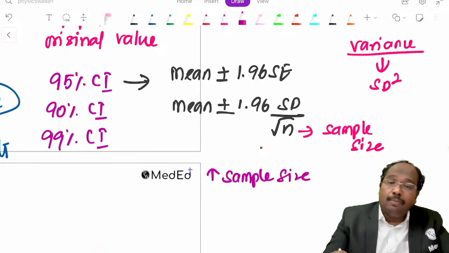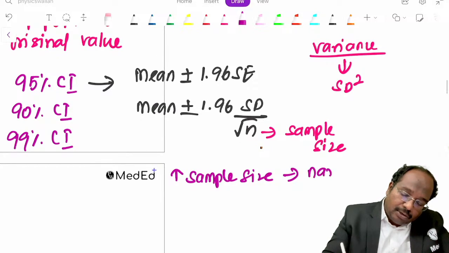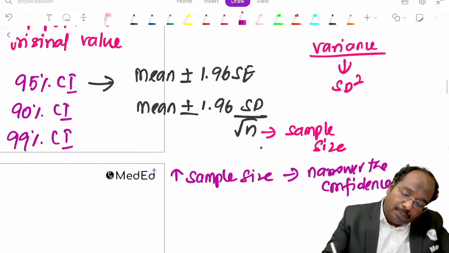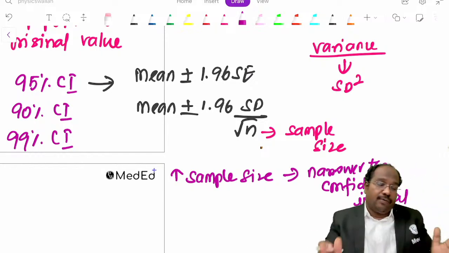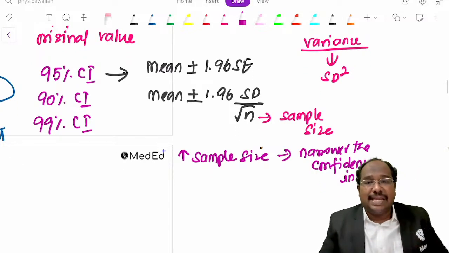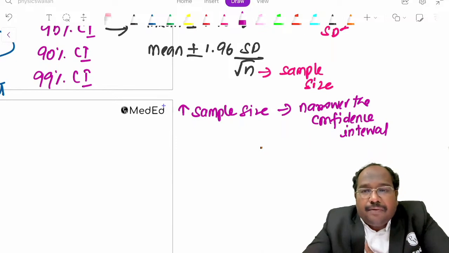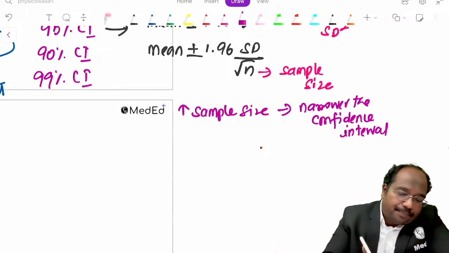The more the sample size, the narrower the confidence interval. So it is inversely proportional. More the sample size, narrower the confidence interval. So let us assume that we will see the prevalence of anemia.